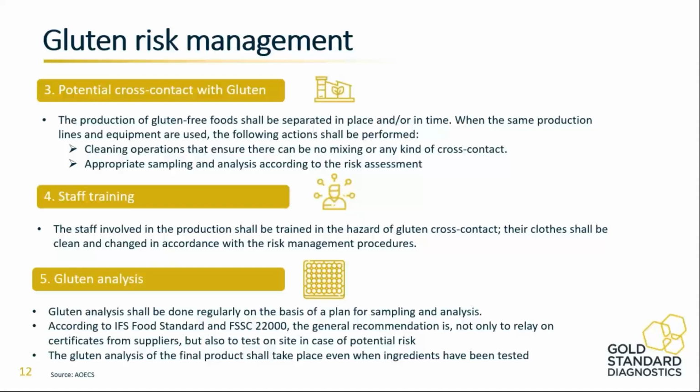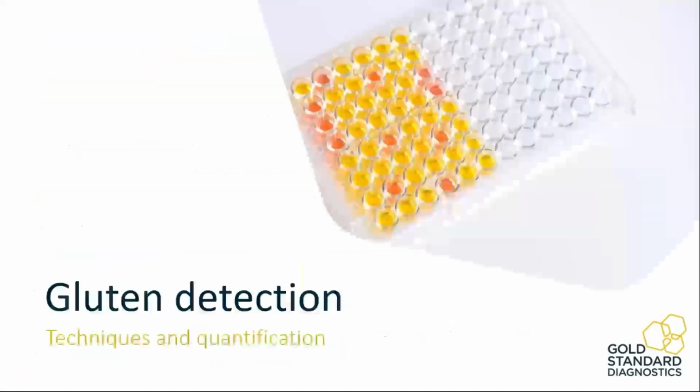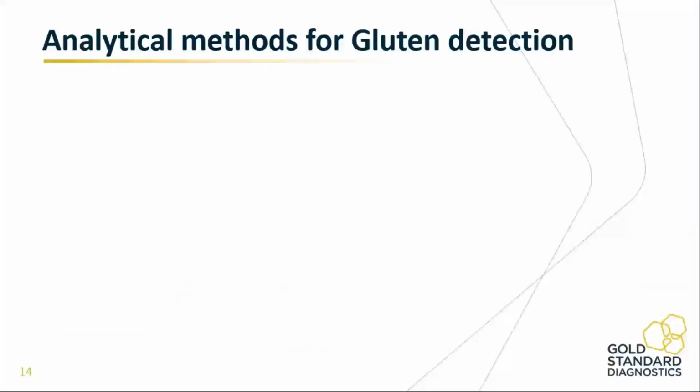And also, it's very important to consider that the gluten analysis of the final product shall take place even when ingredients have been tested, because sometimes even if we are sure that the ingredients we are going to use are gluten-free, when we prepare the final mixture, we need to also be sure that it's gluten-free, because this final product is the one that is going to be finally in the supermarket and in the hands of the potential celiac patient. So this gluten analysis links to a following point, which is the different techniques for gluten detection and quantification.